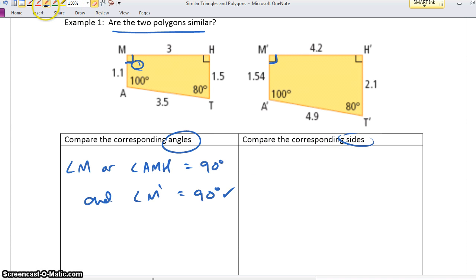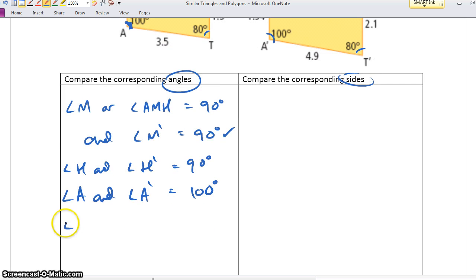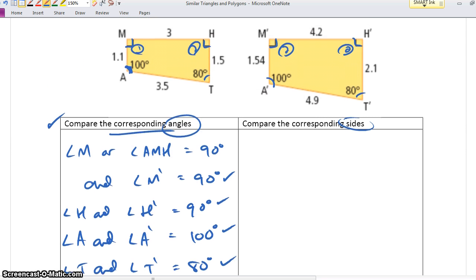And notice when we say corresponding, we're talking about angles in the same position on the two figures. Angle H and angle H prime, these guys over here, is our second set, both equal 90 degrees. Angle A and angle A prime equal 100 degrees. And the last set is angle T and angle T prime, and they both equal 80 degrees. So for all four pairs of angles, corresponding angles are equal, so that checks. The next thing is the sides.